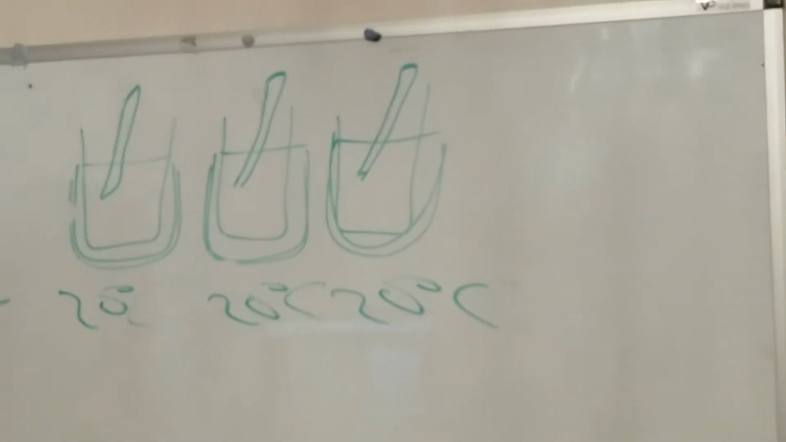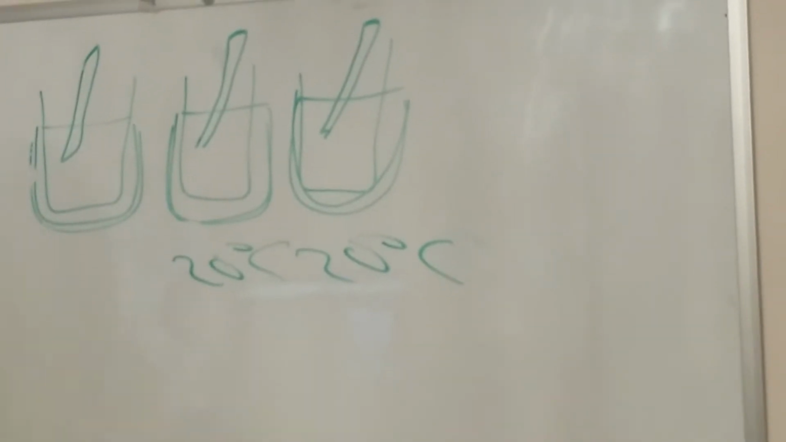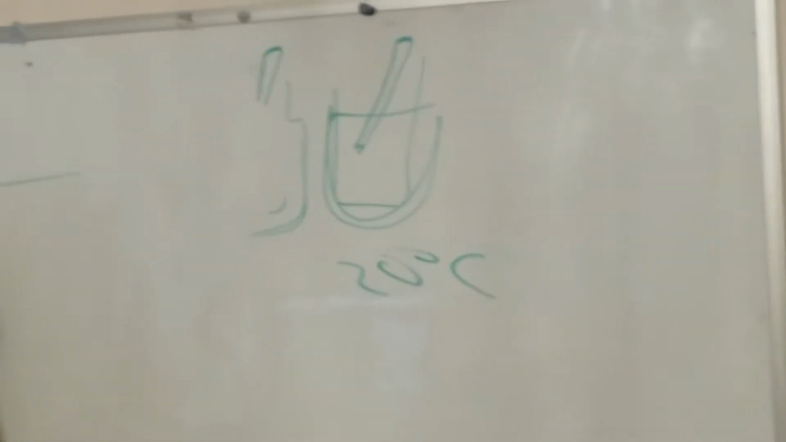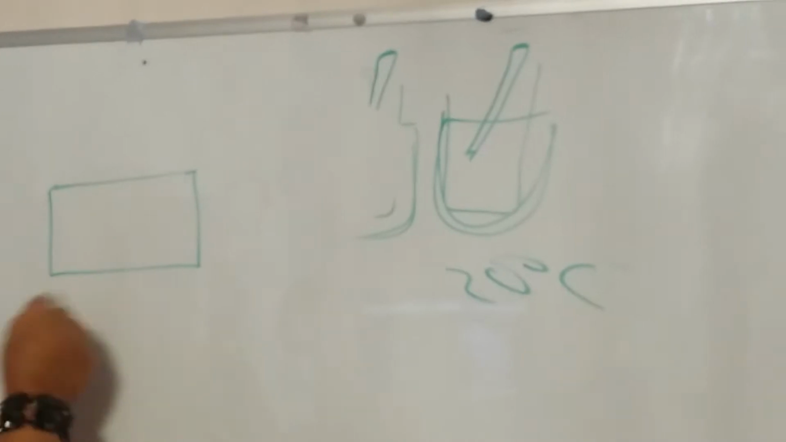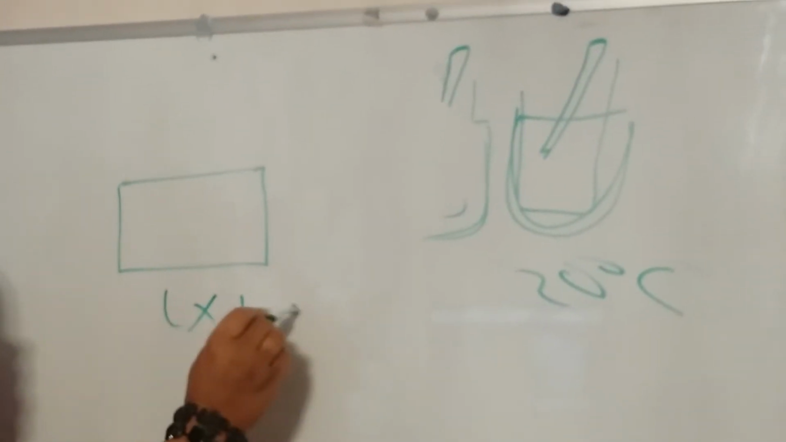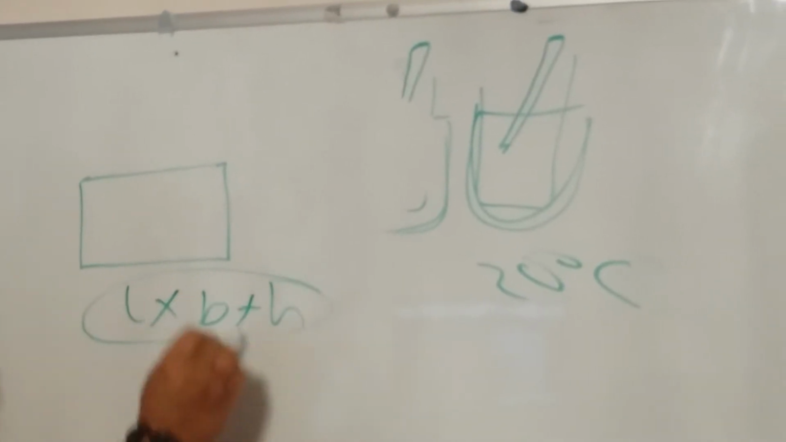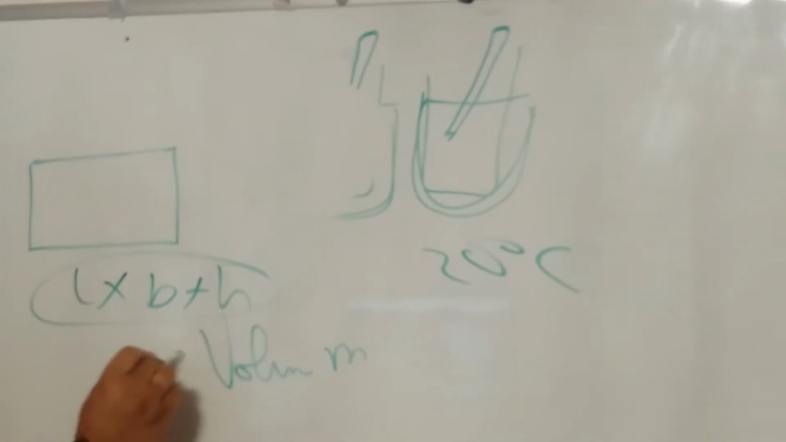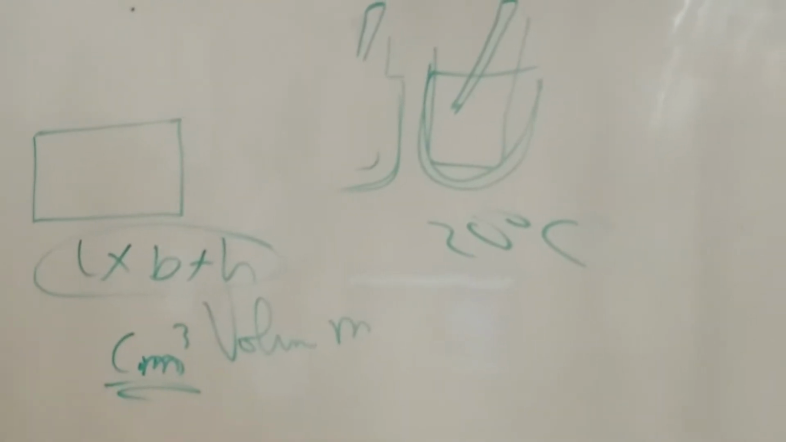So now if you have a regular shaped object, this is a 2D drawing, but if it's a 3D drawing, you have length times breadth times height. Now you can work out the volume, which would be centimeters cubed. All right, that is volume.